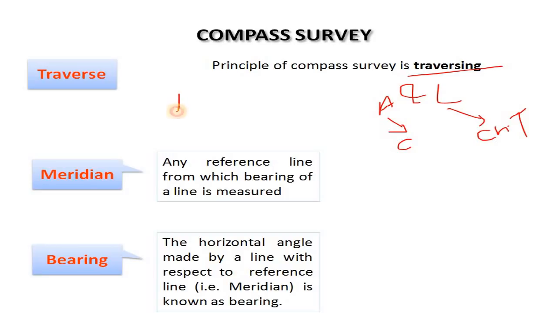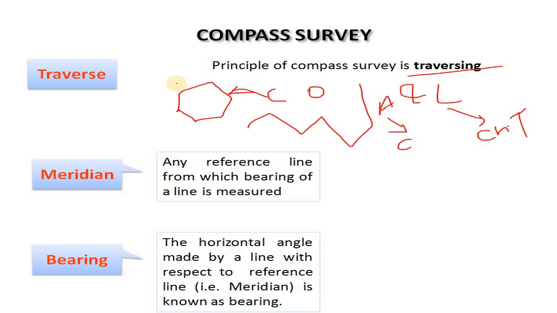Suppose these lines are connected with these lines, okay, and these lines and these lines, like that. So this is called a traverse, and each line of this traverse is called a traverse leg. And a traverse may be of two types: closed traverse and open traverse. This traverse is called a closed traverse if the starting point and end point coincide. If the starting point and end point don't coincide, then the traverse is called an open traverse, like this is an open traverse.